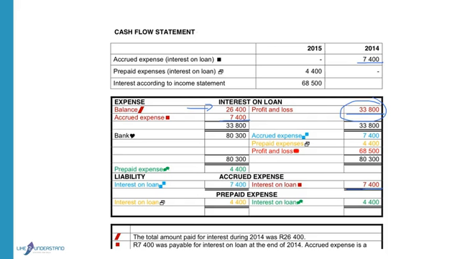Now, on the first day of the next year, we have to reverse this entry that we completed. So accrued expense will now be debited with 7,400 so that we don't have a balance in the accrued expense account. And we will credit interest on loan to show that we still owe money for the previous year.